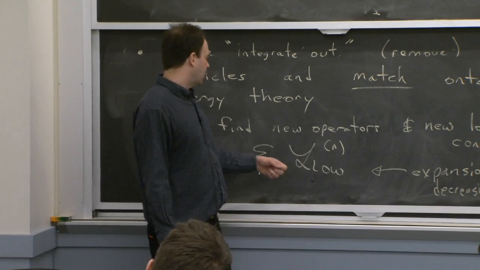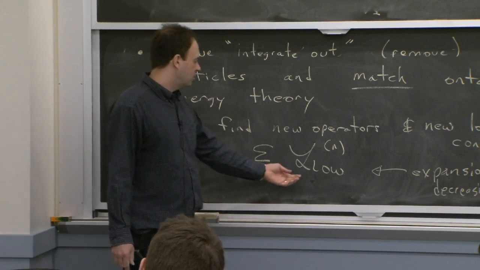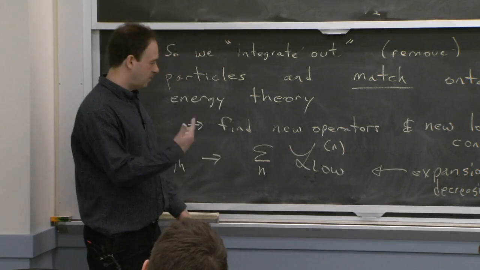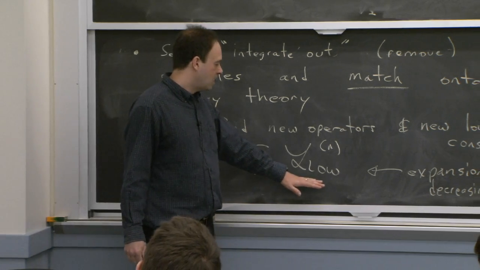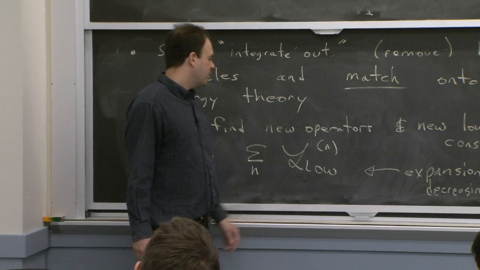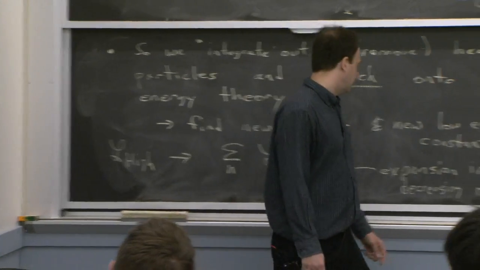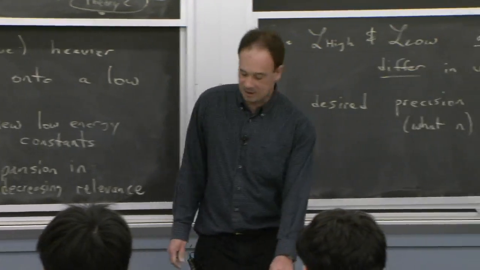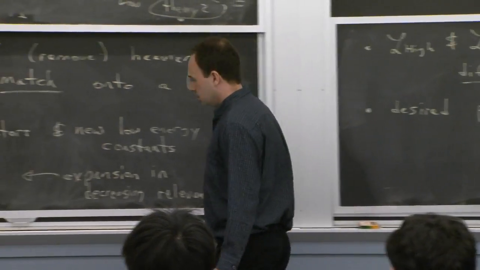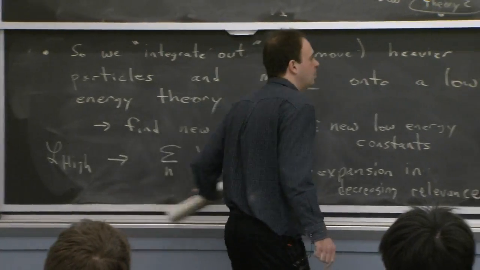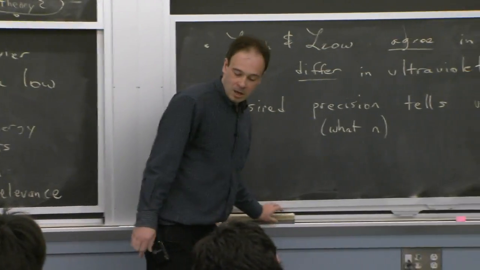You'd separate out, in that case, into operators. You'd separate out the infrared physics. You'd have operators built out of the infrared fields. And those operators would describe the non-perturbative physics. And you'd have some new low energy constants, which would describe the perturbative physics. And some of the examples that we'll do, we'll make use of that, probably.